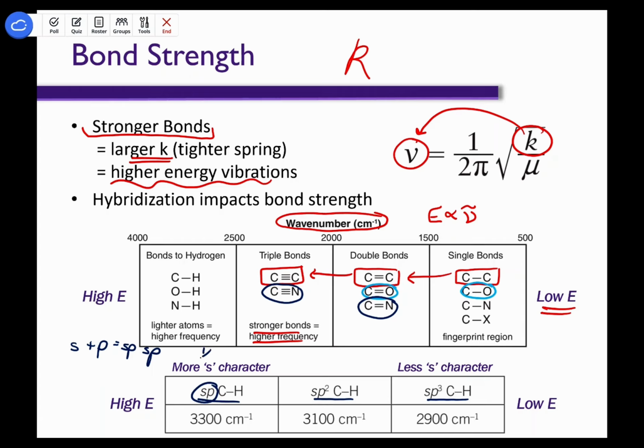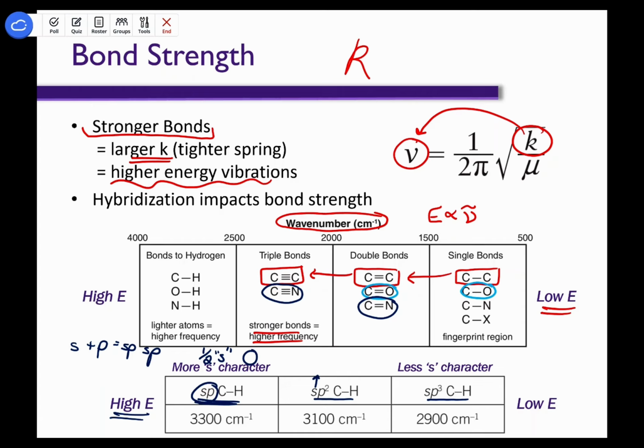So we could say the sp orbital is maybe half s character, meaning that it's spherical and it holds the electron density closer to the atom, which means it's a stronger bond. The carbon-hydrogen bond with an sp carbon is being held closer, held tighter. It's a stronger bond, therefore it vibrates at higher energy.